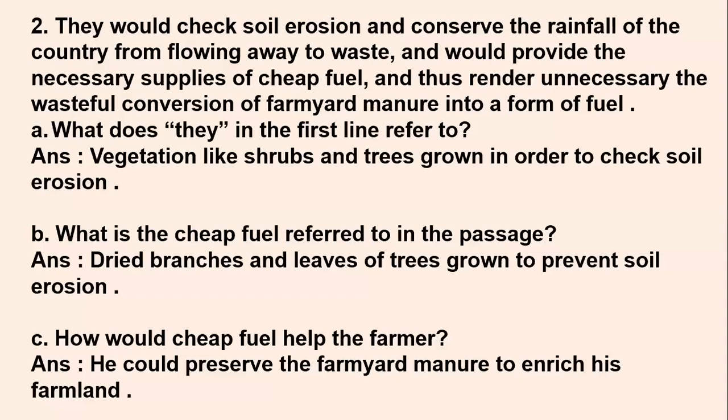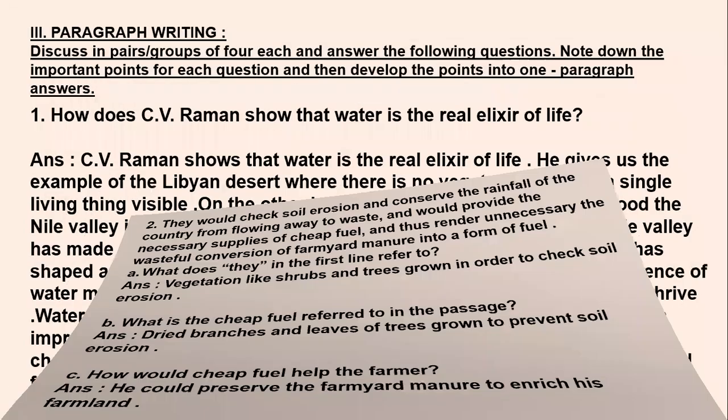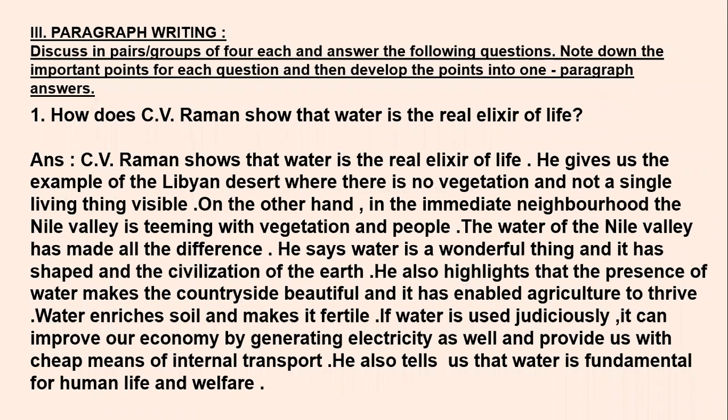I hope this answer is clear, students. Let's move on to the next one. Next, you have the third main paragraph writing type of questions. Here you have a heading: discuss in pairs and groups of 4 each and answer the following questions. Note down the important points for each question and then develop the points into one paragraph answers.